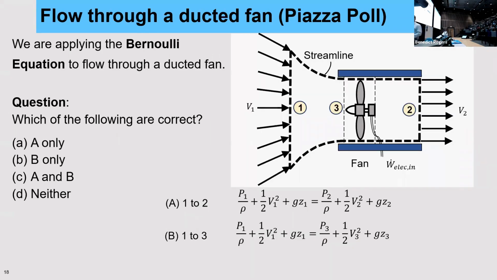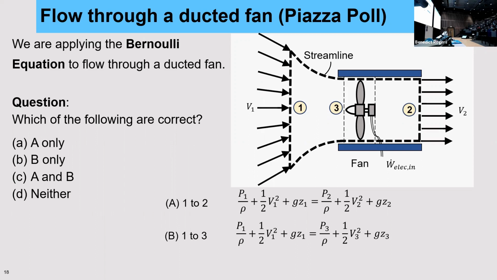Okay, so it's Piazza poll time. My question to you this morning is this. We are applying the Bernoulli equation to flow through a ducted fan. So here is our ducted fan. We've got our fan, and the flow is coming in just here. We've got point 1 at the entrance, point 2 at the exit, and then point 3 just in front of the fan. The question says, which of the following are correct?